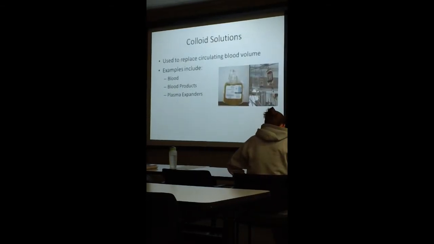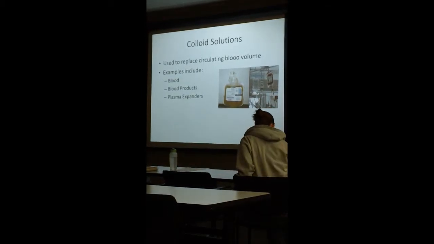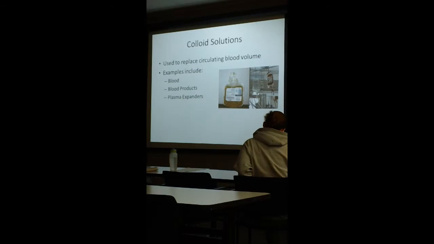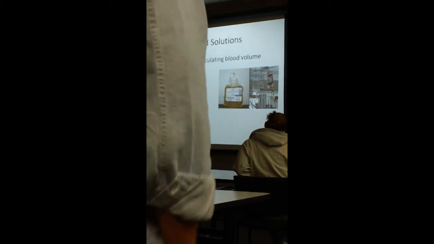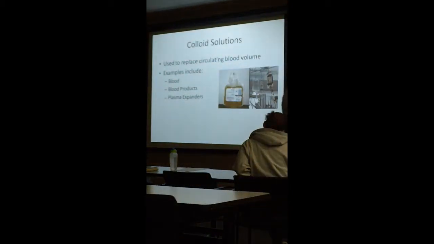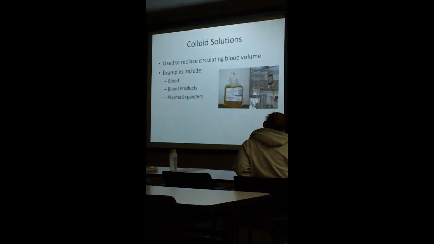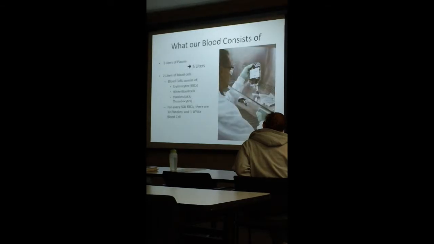Colloid solutions. Those are typically blood products or blood-based products. Plasma. Fresh frozen plasma. Plasma expanders, the 5% albumins that you have in 250 milliliter bags. Blood products. This is considered packed blood cells. And just a little content about what our blood consists of, mostly plasma.